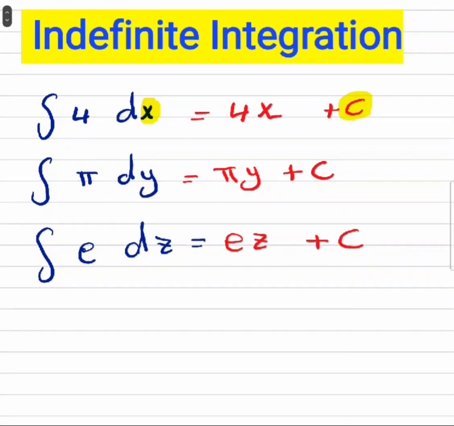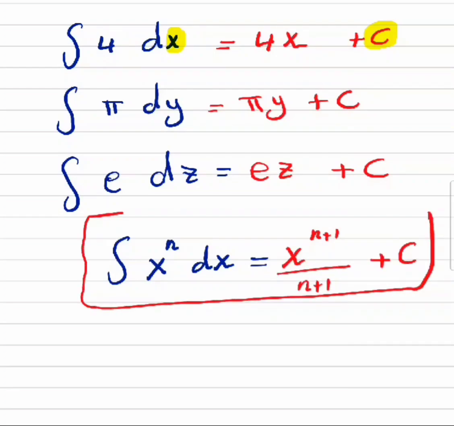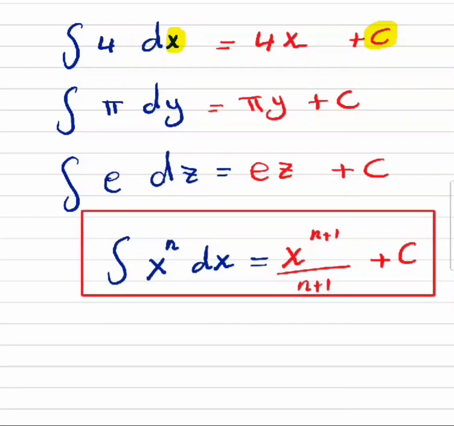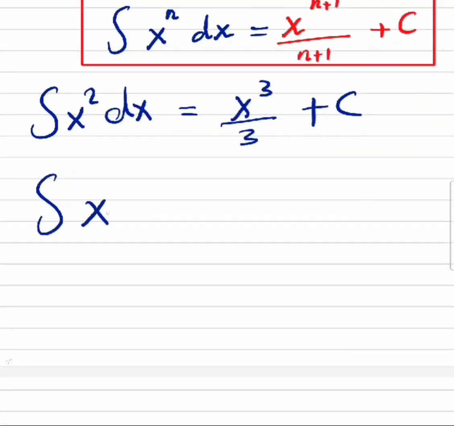Now the next type of problem that you're going to see, you need to integrate a variable raised to a constant. Let's say x raised to the n. This is equal to x raised to the n plus 1 divided by n plus 1 plus c. So for example, let's say if we wish to find the antiderivative of x squared dx. This is equal to x to the third divided by 3 plus c. The antiderivative of x to the third is x to the fourth divided by 4 plus c.